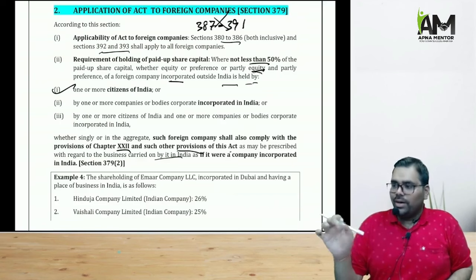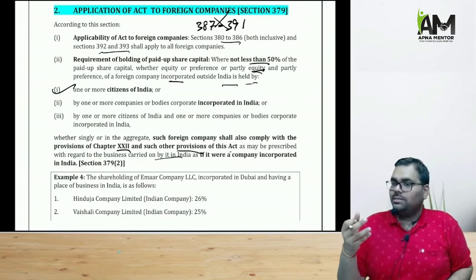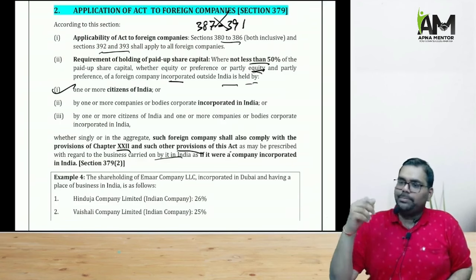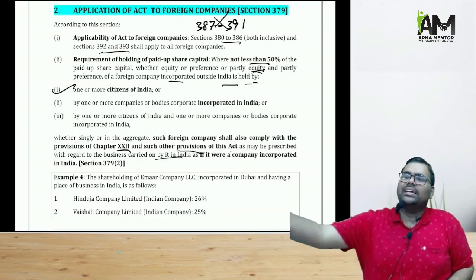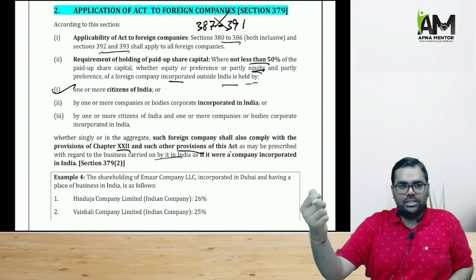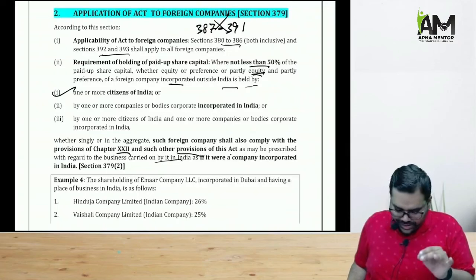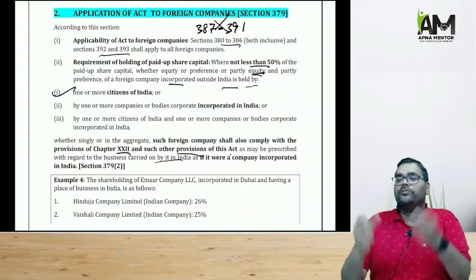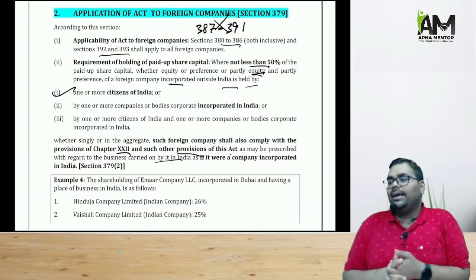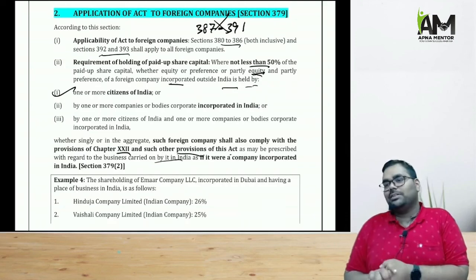If the government wants, the government can apply more sections on them because they are Indians only. Technically, the major shareholders are Indians only. So in foreign companies, there are two concepts. One is pure foreign companies and another is desi foreign companies.